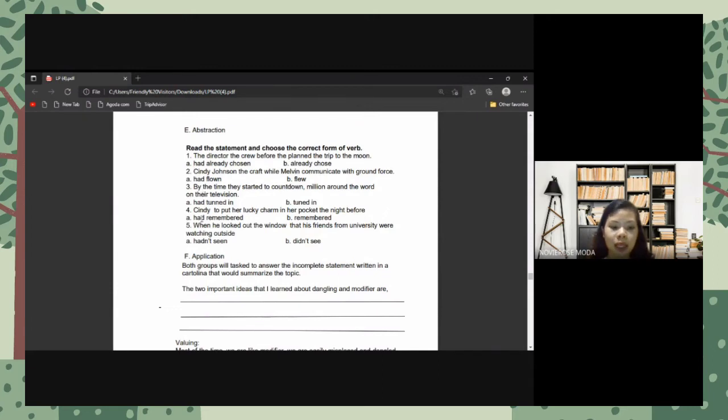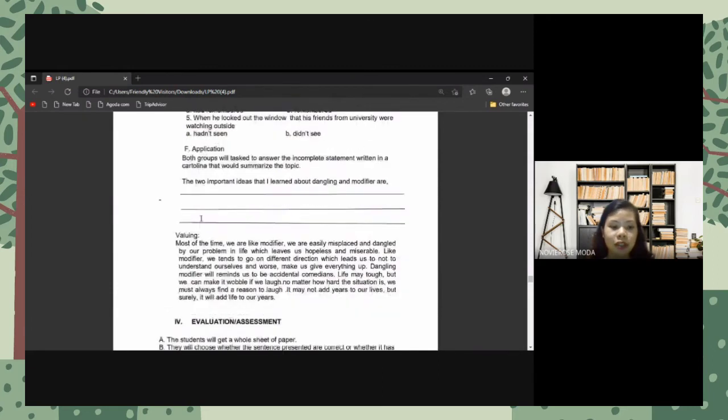And for our application, both groups will be asked to answer the incomplete statement written on a cartolina that would summarize the topic. So we have that question: The two important ideas that I learned about dangling modifiers are... The students will answer this question.